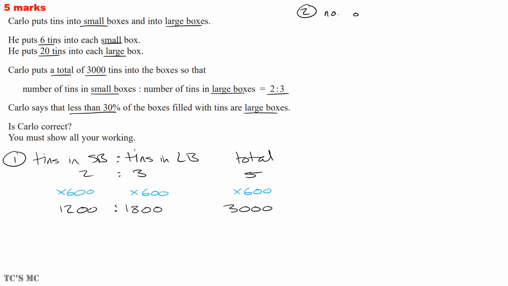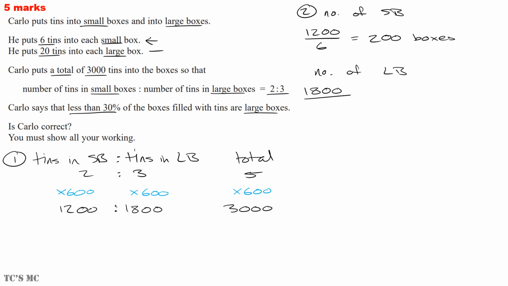Step 2, we need to work out the number of boxes needed. So we have number of small boxes. We have 1,200 tins altogether in small boxes, but each box can only contain 6. So we divide that by 6, and we have 200 small boxes. Now we need to do the same but for large boxes. So number of large boxes, we have a total of 1,800 tins. Each large box can contain 20 tins, so we divide by 20. We have 90 large boxes.